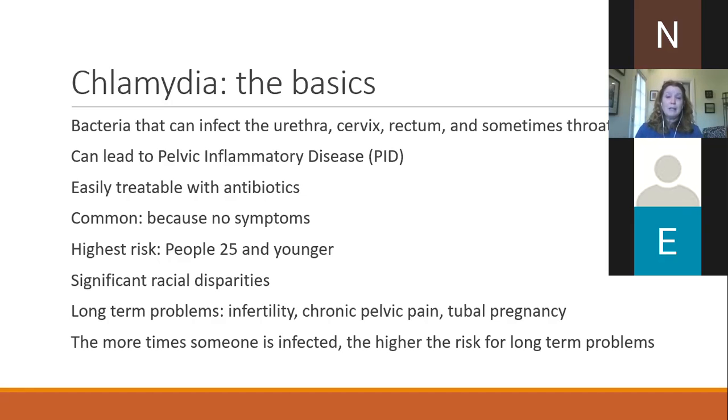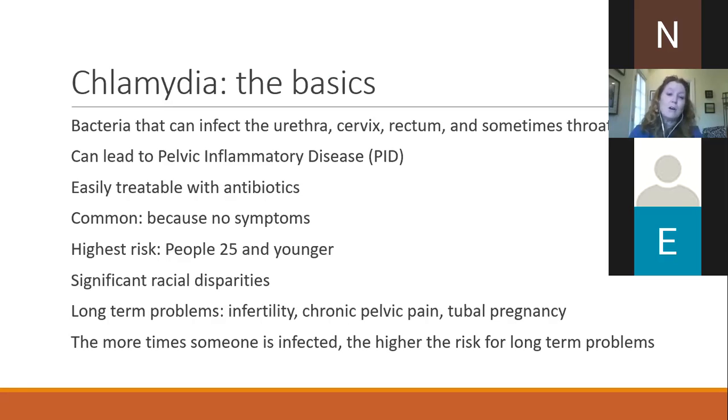For example, 90% of the people who have a cervix, cis women and trans men, have zero symptoms. There's absolutely no clue that they may have this. So you don't think that you have an STI, and so it just continues to be spread. The highest risk is in people who are 25 and younger. I'm going to show you some slides of the data, and there are some really significant racial disparities. So public health is about social justice, if any of you are studying public health.